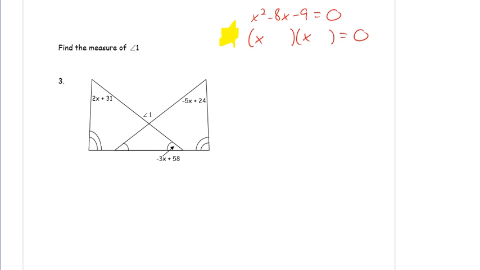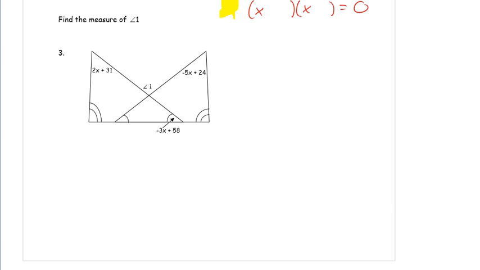Okay, number 3. Find the measure of angle 1. Okay, so again, we might not be able to go straight to that, but hopefully we can figure out what might be going on here. So we know that this angle is negative 3x plus 58. We know this angle has to be the same thing. Okay, so far so good.